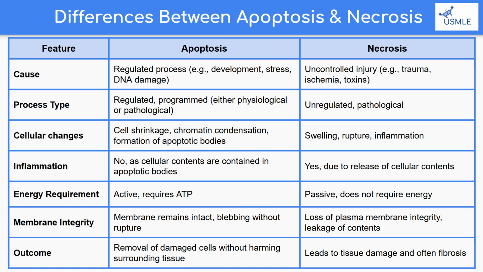Apoptosis requires energy and is an active process consuming ATP, whereas necrosis is passive and does not require energy. Apoptosis maintains the cell membrane integrity, whereas there is a loss of plasma membrane and leakage of contents in necrosis. Keep these points in mind, and we will discuss apoptosis and necrosis in further detail in the coming video.